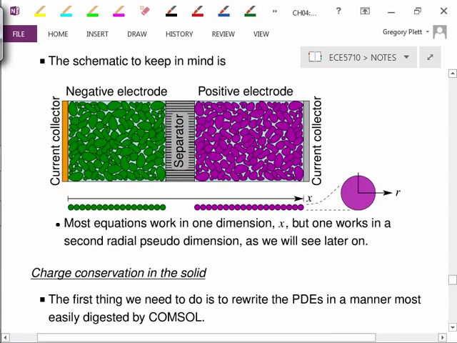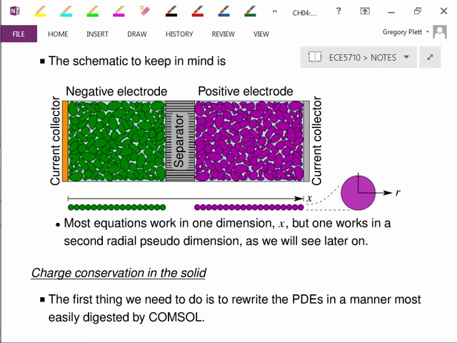The cell schematic to keep in mind is the one that we've already seen, where the x equals 0 location corresponds to the current collector at the negative electrode side. X equals maximum value is at the positive current collector, and then I've got three regions: the negative region, separator region, and positive region. There's two coordinates in our model. One is the x coordinate, which is the spatial dimension, but then there's also a radial component within the particles inside of each electrode as well.